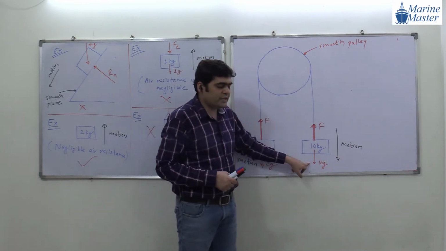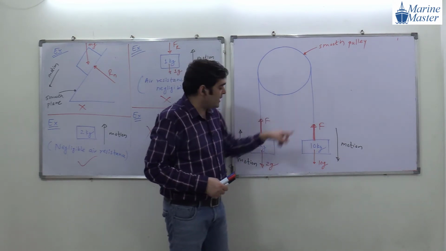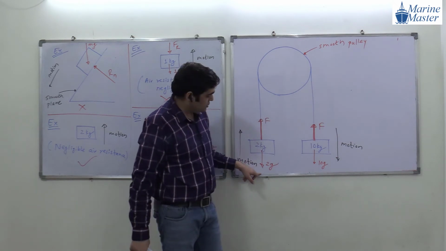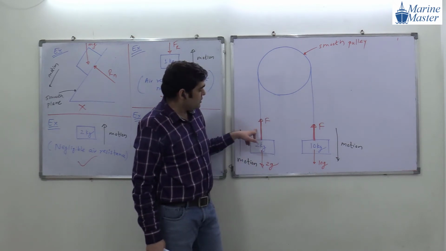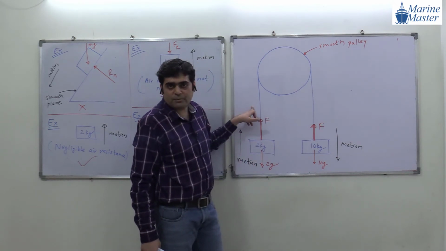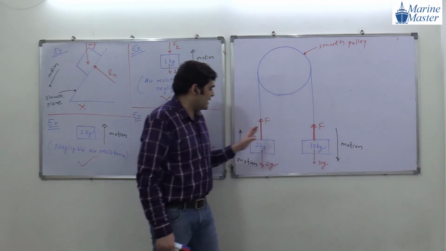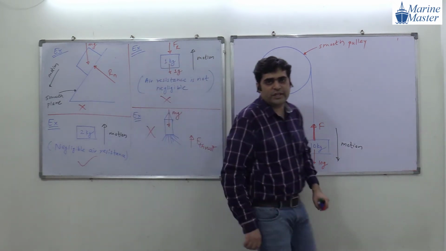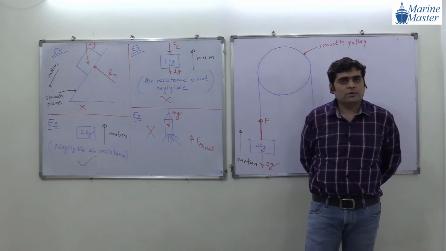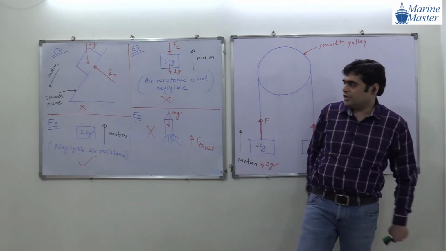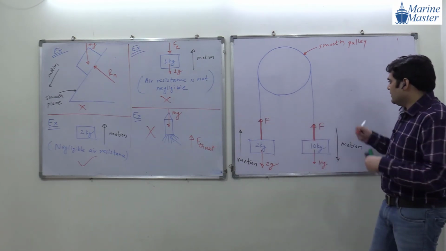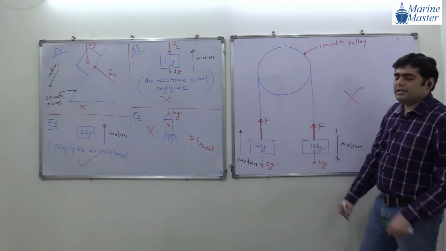Two forces. One is what? 10 kg, tension on this side. Here, 2 kg mass, weight 2g, tension force here. So here, for the 10 kg mass and the 2 kg mass, can we apply the equation of motion in a gravitational field, guys? No, we can't. Guys, are you getting my point? So it is not applicable in this scenario.